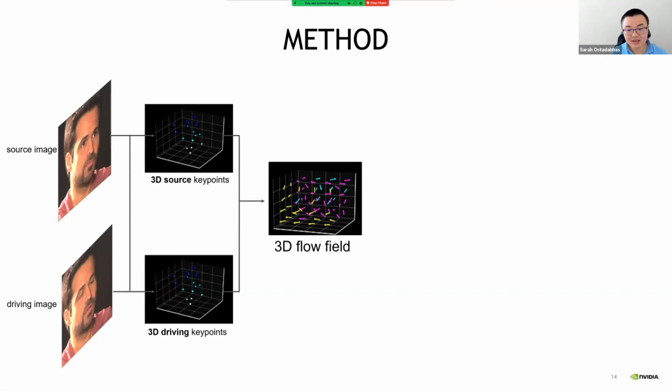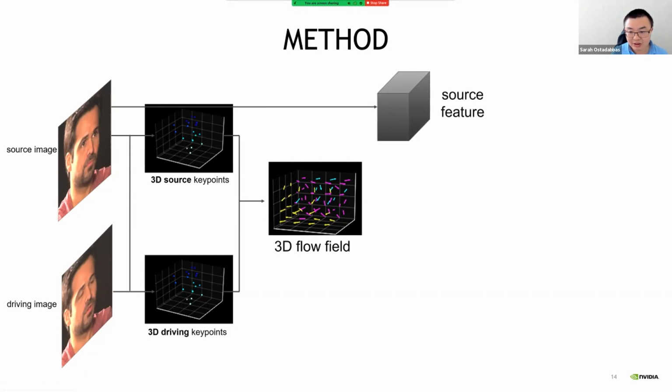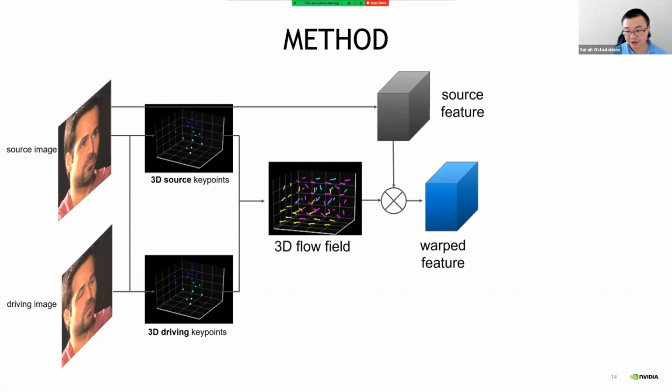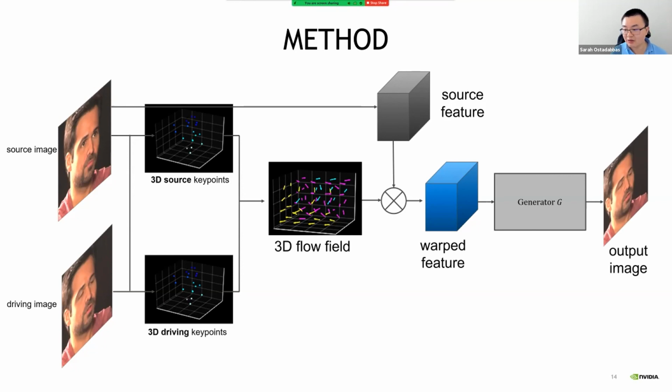And this is going to be a sparse field because you only have a few key points. But from this sparse correspondence, you can expand to get a dense field. And with this field, you can warp the source features to put the eye in the right location, hair in the right location. And then you can use a generator to generate the output.